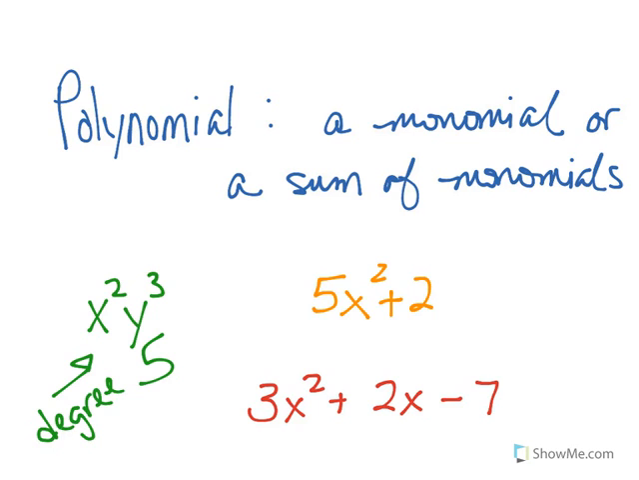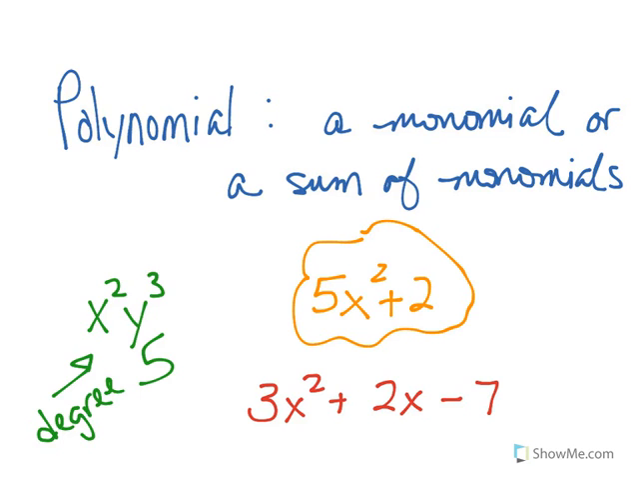Our orange expression, 5x squared plus 2, is a polynomial. It's made up of two different monomials, the sum of 5x squared and 2. 5x squared is a monomial of degree 2 because of the exponent 2. The constant 2 at the end has no variable, and therefore this monomial 2 has degree 0. All constants have degree 0.